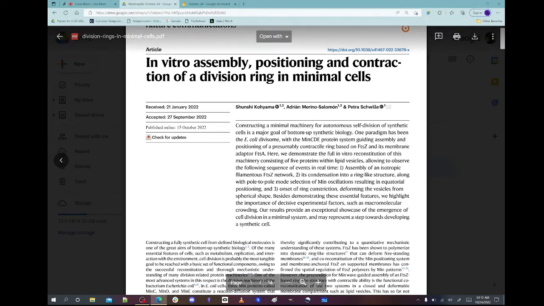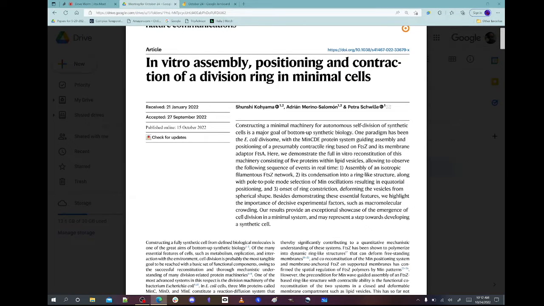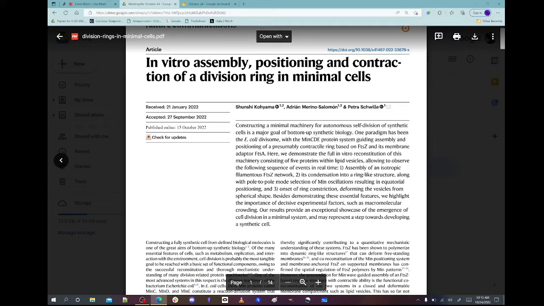So the abstract reads, constructing a minimal machinery for autonomous self-division of synthetic cells is a major goal of bottom-up synthetic biology. So this is like working from the genes upward instead of working, say, from the tissues down to the genes, or looking at how the tissues and the phenotype interact with the genes. One paradigm has been the E. coli divisome, with the MinCDE protein system guiding assembly and positioning of a presumably contractile ring based on FtsZ and its membrane adapter FtsA. So they want to assemble something that's going to contract along a ring, and they're using these different proteins to do this. Here we demonstrate the full in vitro reconstitution of this machinery consisting of 5 proteins with lipid vesicles, allowing to observe the following sequence of events in real time.